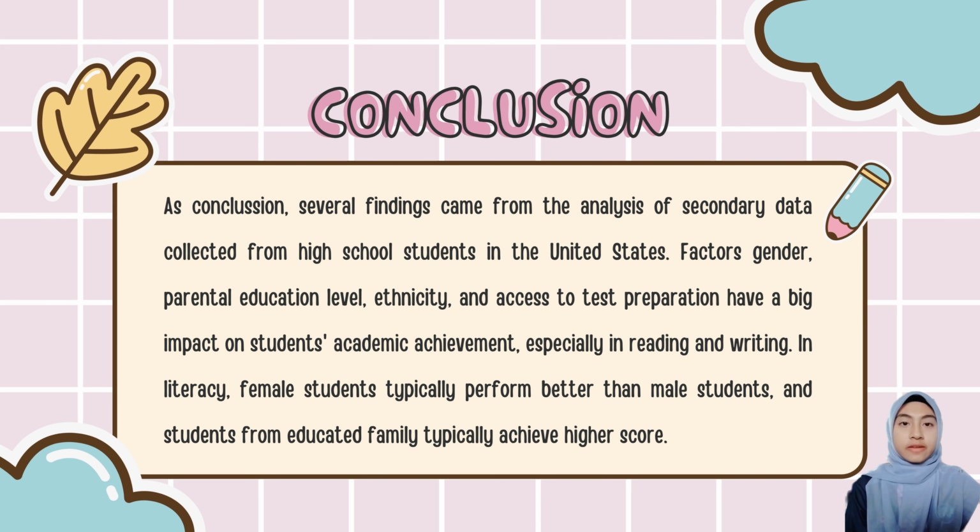As a conclusion, several findings came from the analysis of secondary data collected from high school students in the United States. Factors such as gender, parental education level, ethnicity, and access to test preparation have a big impact on student academic achievement, especially in reading and writing. In literacy, female students typically perform better than male students, and students from educated families typically achieve higher scores.